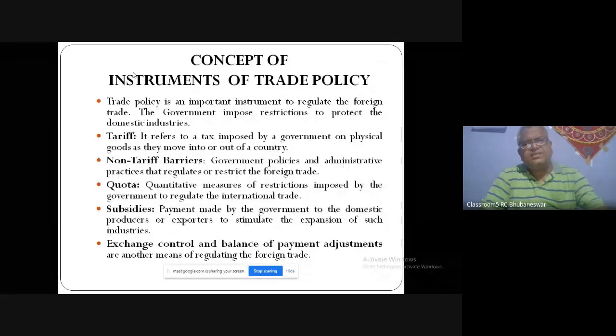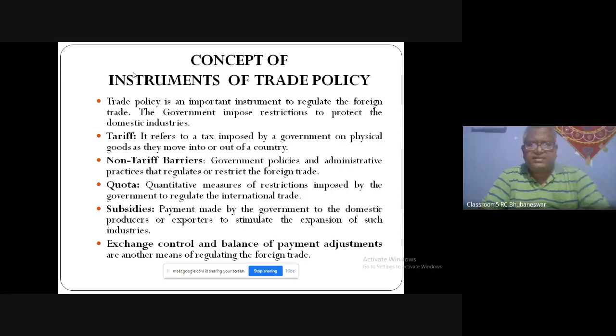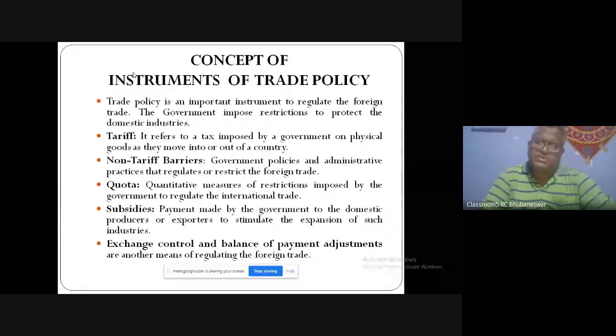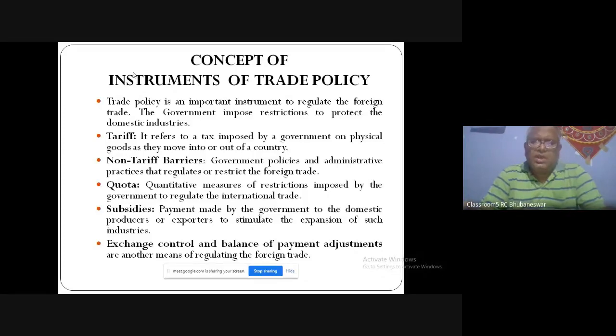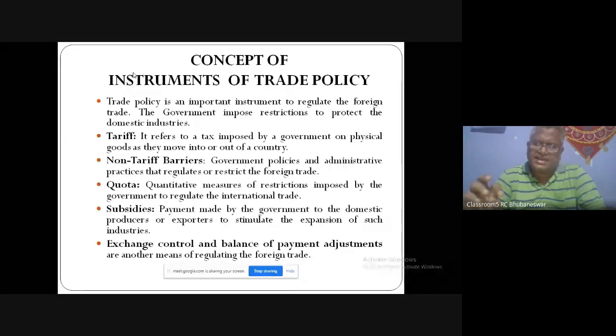Then in this connection, I have to say that tariffs mean a tax imposed by the government on the physical movement of goods from one part of the country to another part. Non-trade barriers means some of the government policies and practices which regulate and restrict foreign trade also.